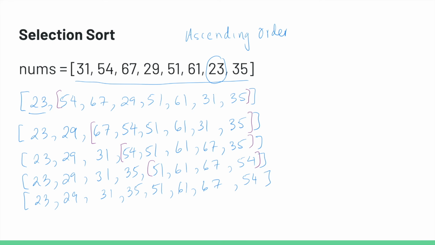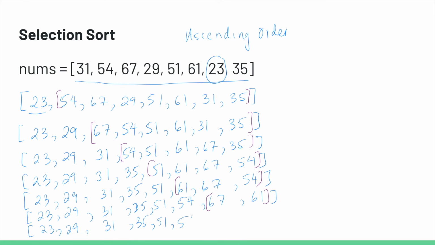Now we're going to look from here to here. And we'll end up with 23, 29, 31, 35, 51. And the minimum here is going to be 54. So 54, 67, 61. And next, we've only got two elements left. So this is pretty much going to be the last iteration. 23, 29, 31, 35, 51, 54, 61, and then 67, and we are literally sorted.